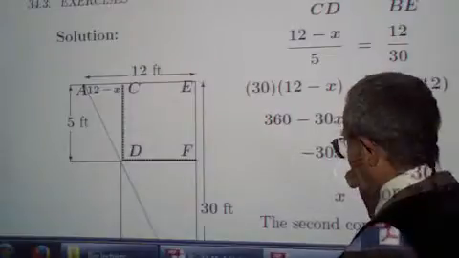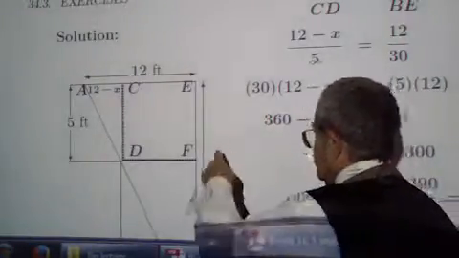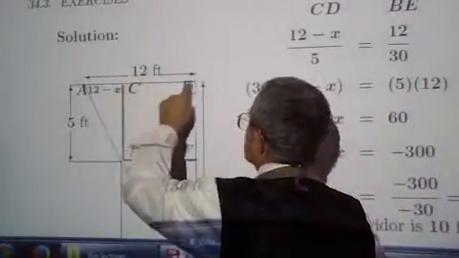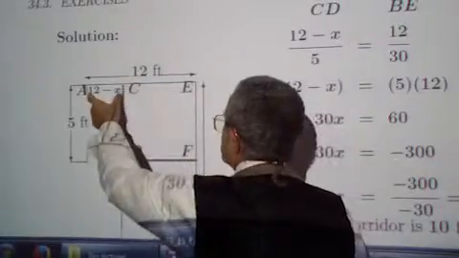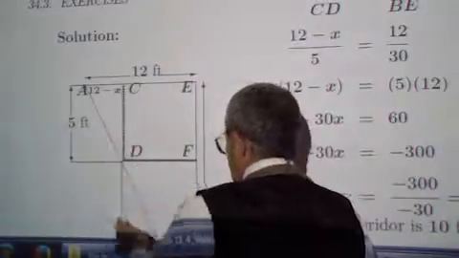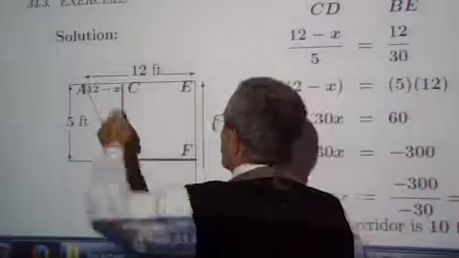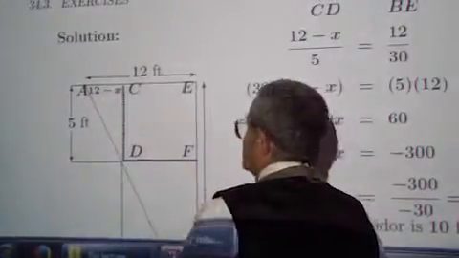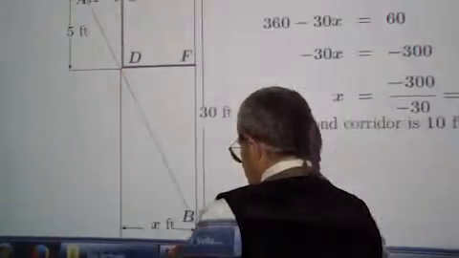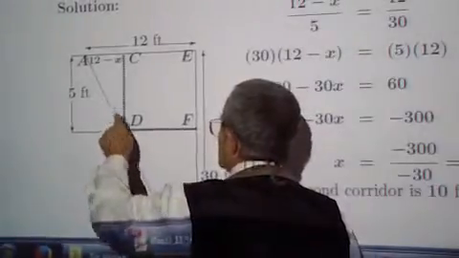We have 30 feet here, 12 feet here. Let this be x. Then this is the total 12 minus x. We have this triangle, which is similar to that triangle. We have a right angle here and a right angle here. This angle is congruent to this angle, and so the third angles must be congruent also.